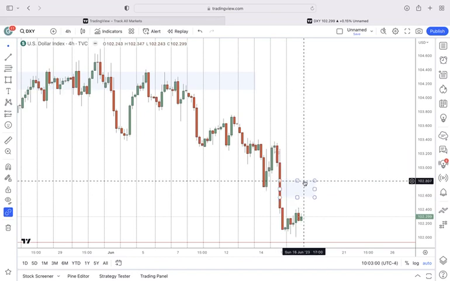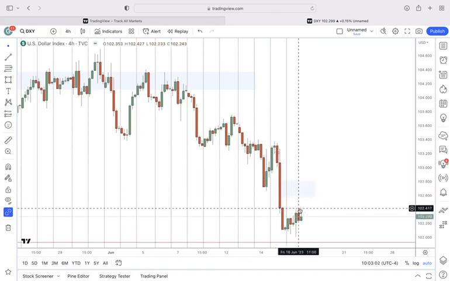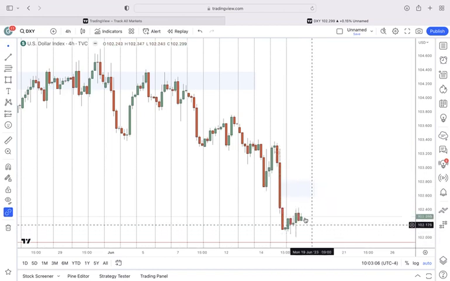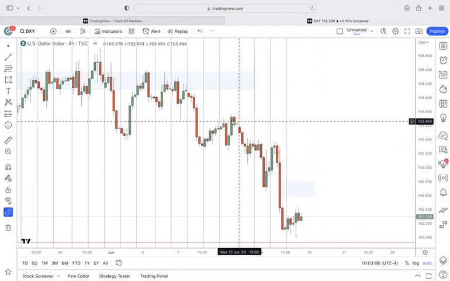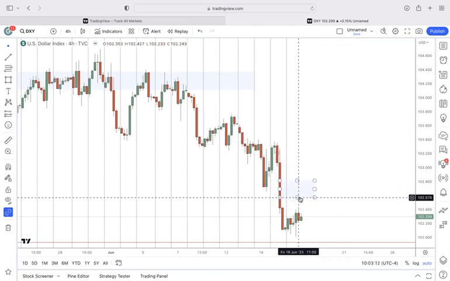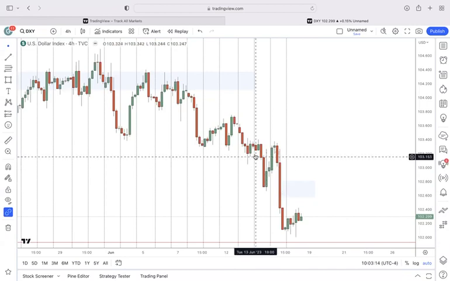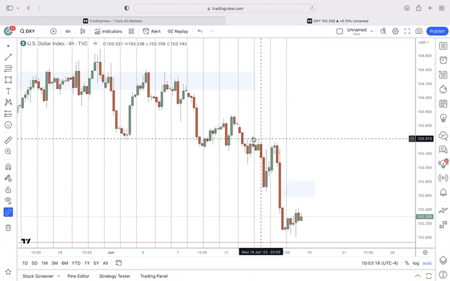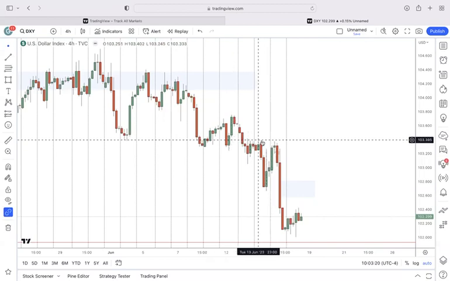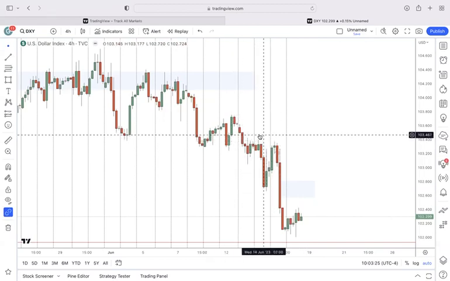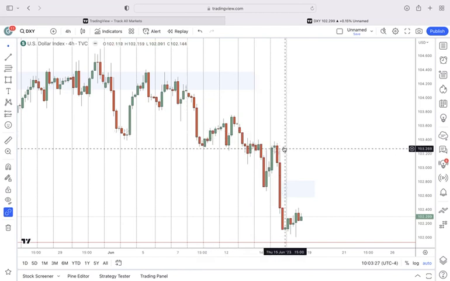So all in all, if we're going to go lower on dollar, we need them to fill this imbalance and go lower, because above there's no reason, there's nothing else they need to trade to go lower. If we break above that imbalance, then it's very likely they're going to want to trade above these daily highs up in here, Thursday, Wednesday. So note that as well.